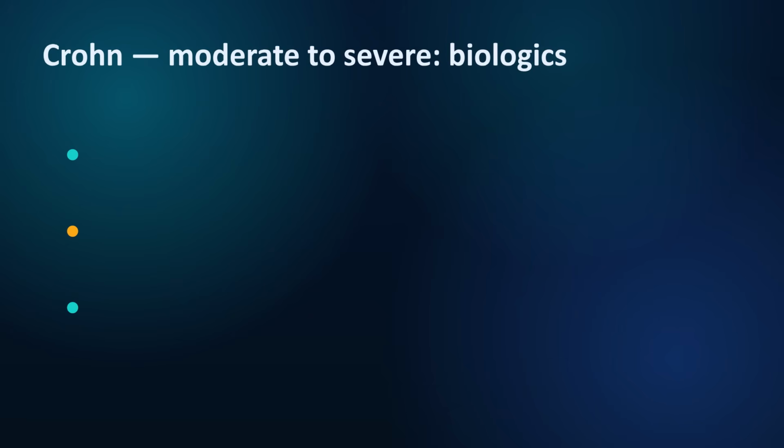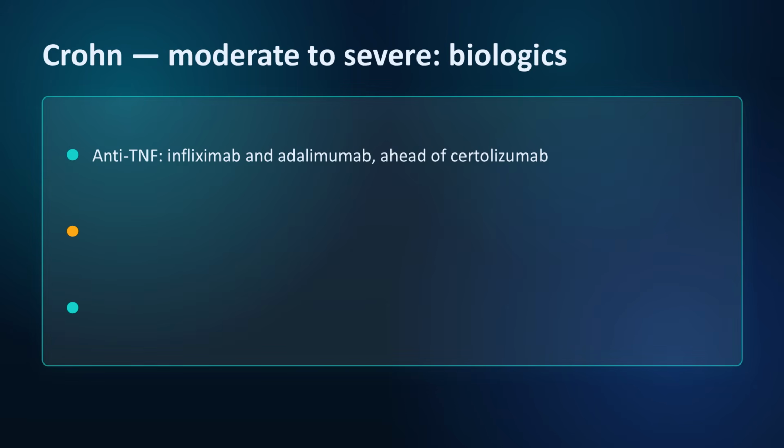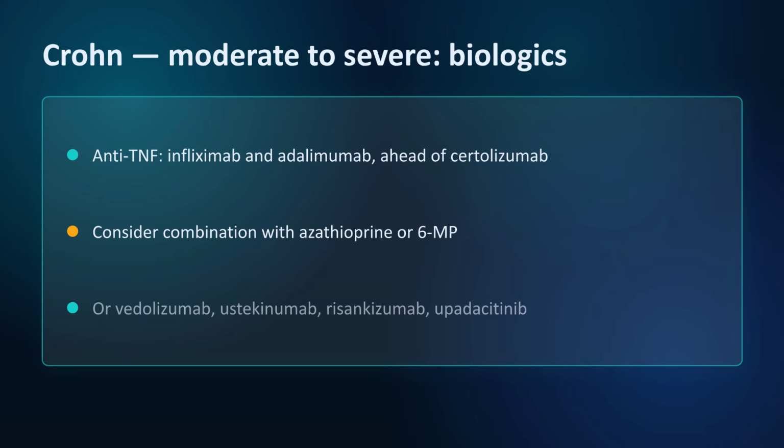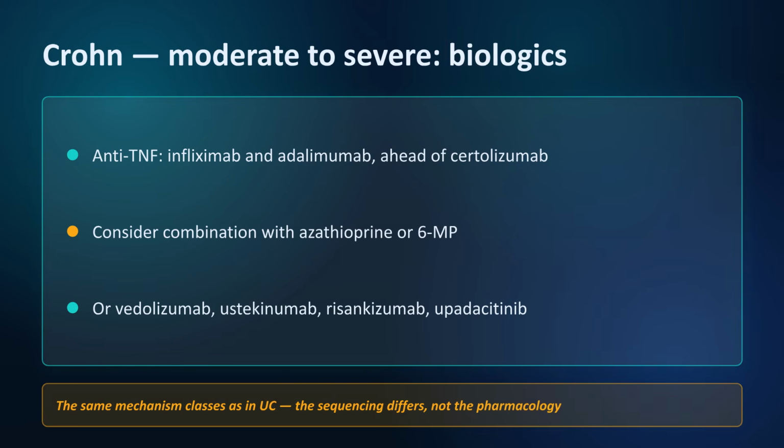Biologics in moderate to severe Crohn disease. Among the anti-tumor necrosis factor agents, infliximab and adalimumab are preferred ahead of certolizumab. And you may consider combination therapy with azathioprine or 6-mercaptopurine. The same combination logic we saw in ulcerative colitis. Beyond anti-tumor necrosis factor, the options are vedolizumab, ustekinumab, risankizumab, and upadacitinib. Notice these are the same mechanism classes we listed for ulcerative colitis. The sequencing and the evidence differ between the diseases, but the pharmacology does not. Choose by fistulizing behavior, prior exposure, and comorbidity rather than by habit.